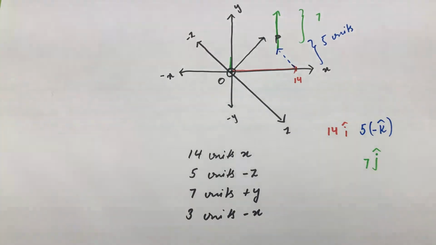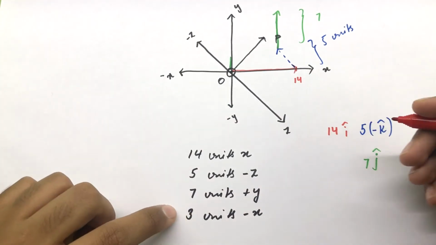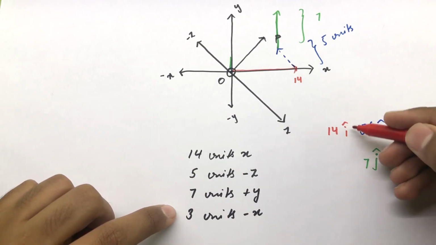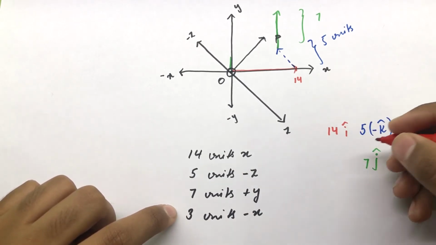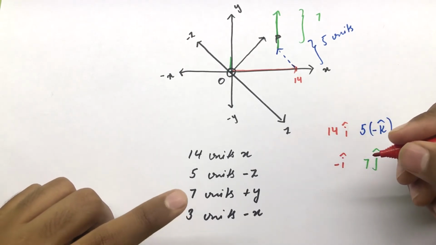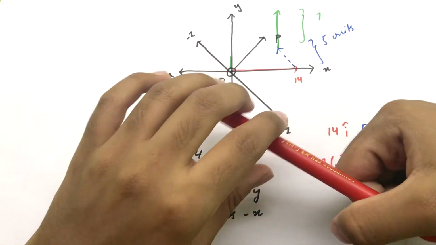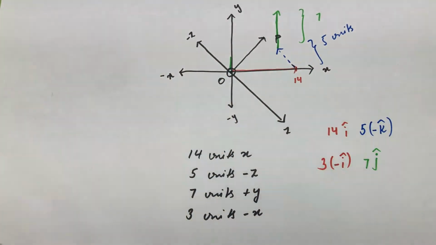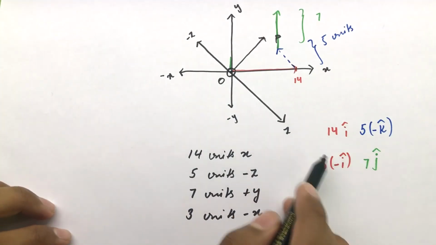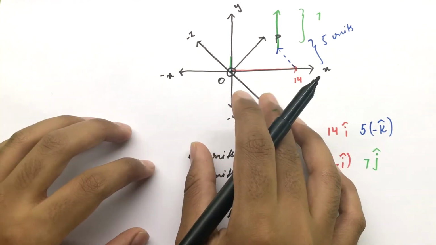Okay. So the final part of his motion is 3 units along negative X. So we know unit vector along X is I. So unit vector along negative X will be minus I cap, correct? Now he is traveling 3 units. So we just have to multiply this by 3. Okay. So now we have the individual components of his motion given to us. Now we have to represent this vector as a whole.